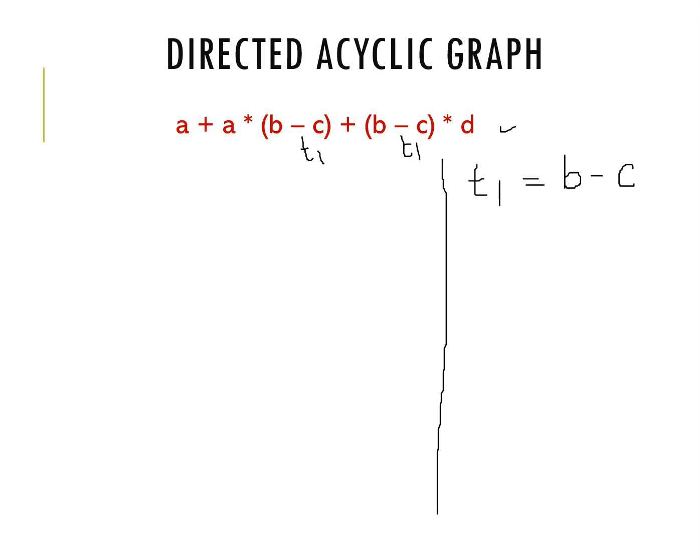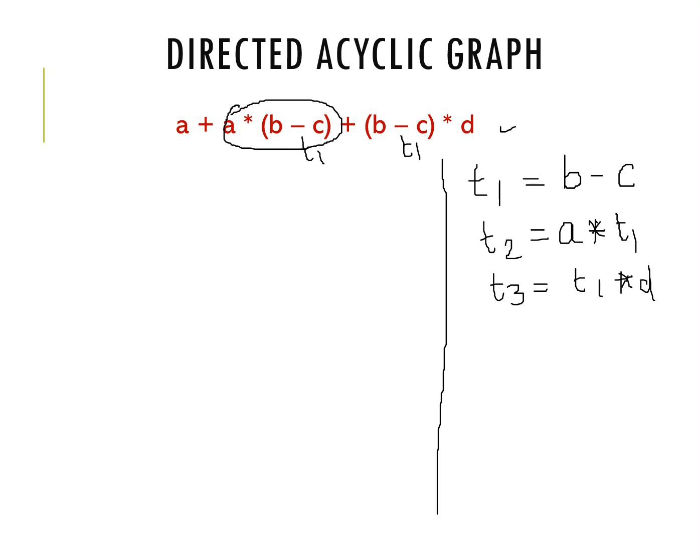Now if you observe, in my next step I have to multiply A and T1. Thus I will be writing A into T1 and the result is stored in a temporary variable. Similarly, the next thing I will perform is T1 into D. So T1 into D is the next equation to be solved. I will store that result in T3, thus making this equation to be called T2 and this equation now to be referred to as T3.